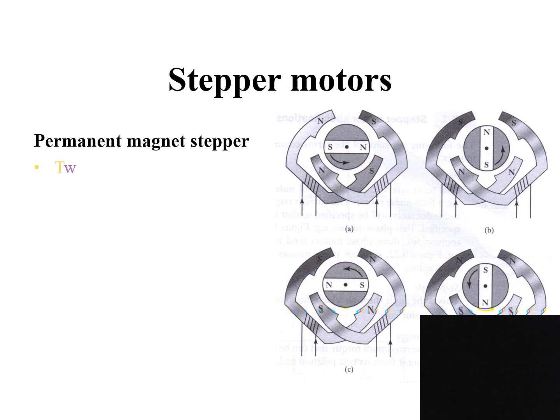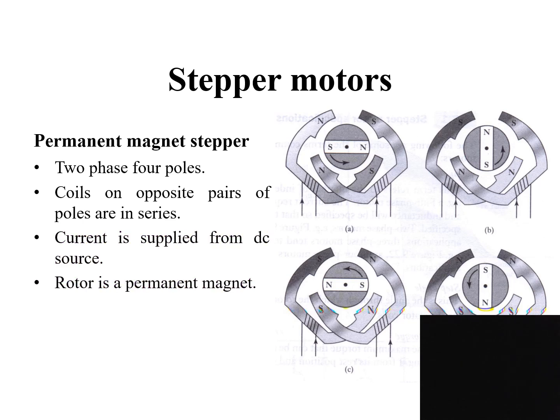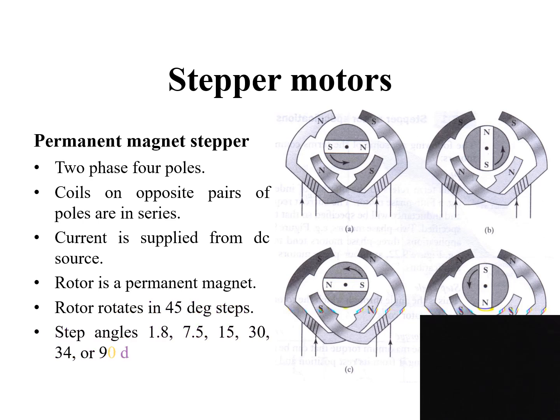Coming to the permanent magnet stepper motor, it has two-phase four-pole coils, and the coils on the opposite pair of poles are in series. Current is supplied from a DC source, and the rotor is a permanent magnet. The rotor rotates in 45-degree steps, and the step angle is either 1.8, 7.5, 15, 30, 34 or 90 degrees respectively.